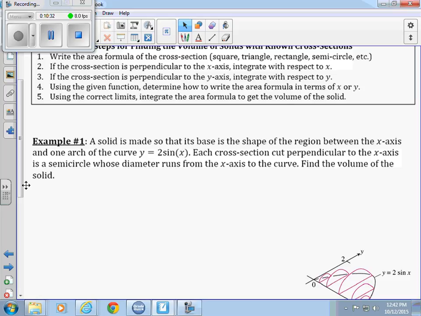So we have a solid that has a base of the curve 2 sine of x, and each cross section is perpendicular to the x-axis. The cross sections are semicircles with a diameter that runs from the x-axis to the curve. Find the volume of the solid.